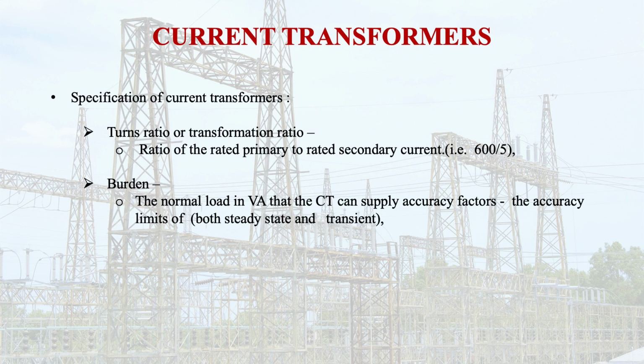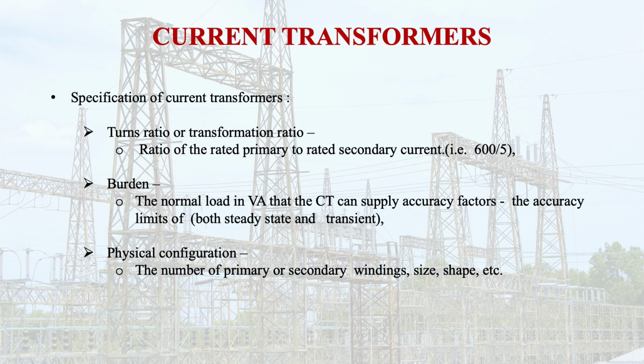Then burden, that is the nominal or normal load in volt ampere that the CT can supply. Then another specification is accuracy factor, the accuracy limits in both steady state and transient condition. Then physical configuration, the number of primary or secondary windings, size, shape, etc. These can also be specified for the current transformer.